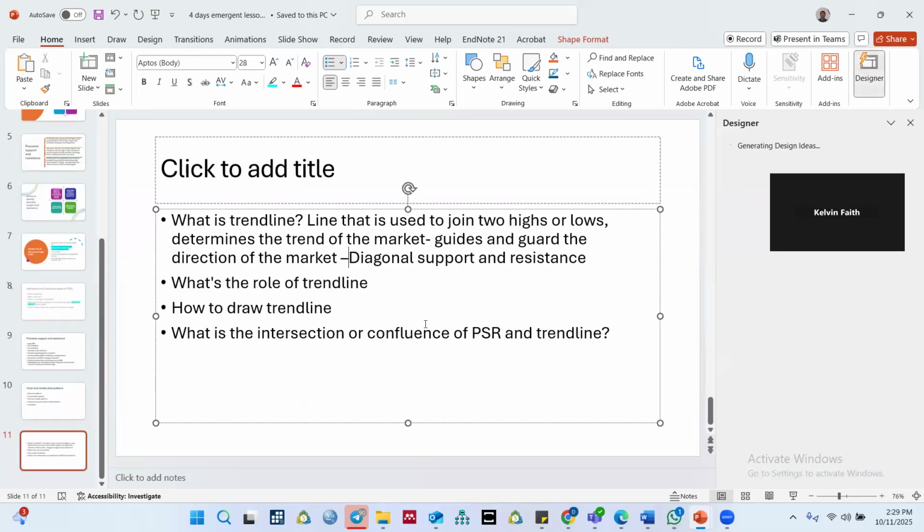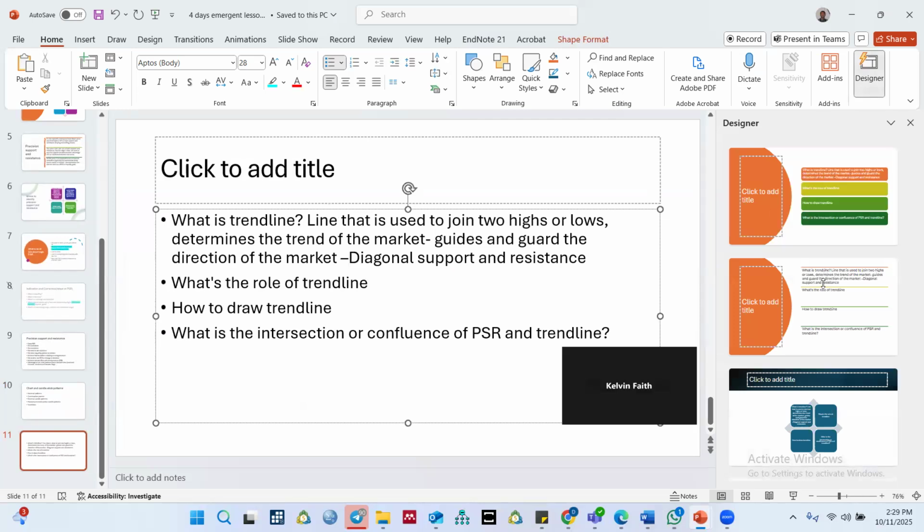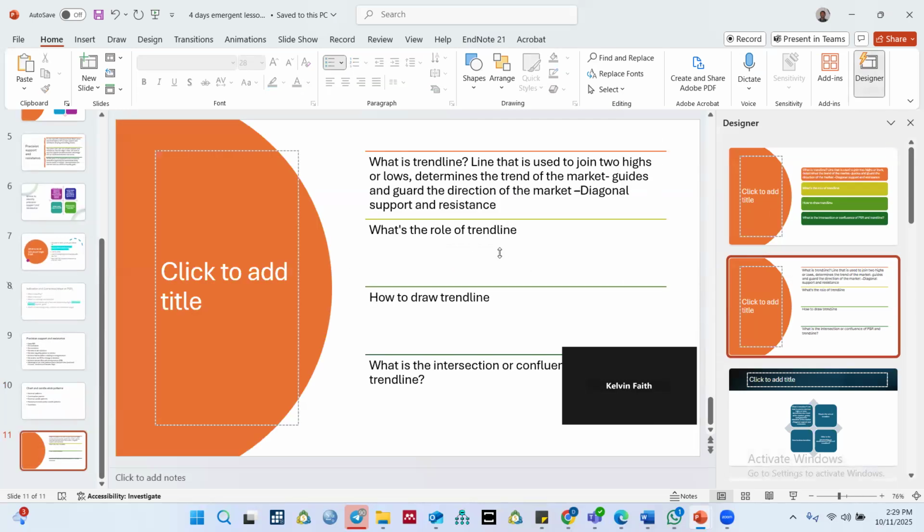Anyone has any question about this? Okay, good. So for trend line, Uchenna said it's a line that is used to join two highs or two lows. Perfect. Precious said it determines the trend of the market. Good. And I also added it guides and guards the direction of the market, and it's also the diagonal support and resistance.